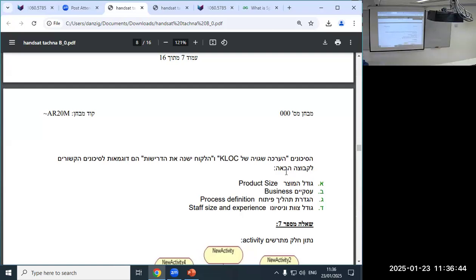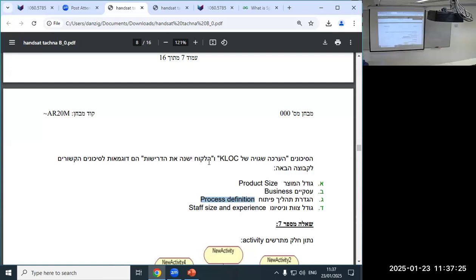Which kind of mistake is it? Which kind of risk is it? So the size of the team and its experience, staff size and experience. Process definition. This is a tricky one. You might say process definition is related to changing the demands, but it's not, because the process is not the demands. The process is how to do the demands, but not what the demands are. Staff size, it's also not, because it's not that I don't know the staff size.